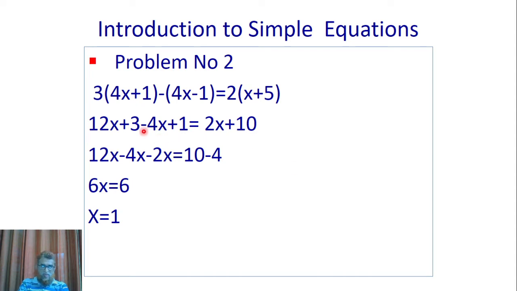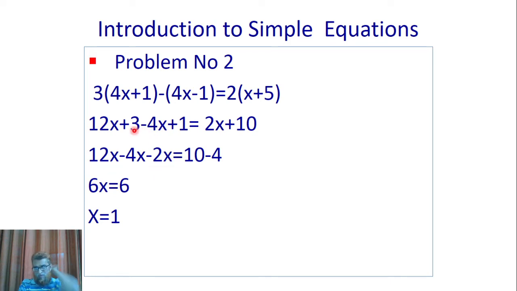Again, 12x we will retain here, minus 4x we will retain here. Then 2x we will move from right hand side to left hand side, so plus 2x will become minus 2x. So here 12x minus 4x minus 2x. These are the three x terms.